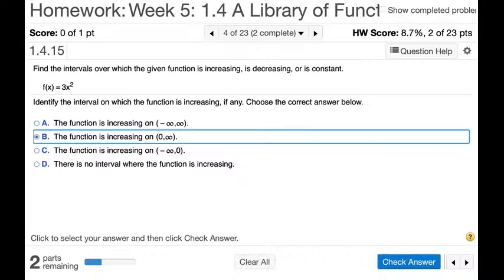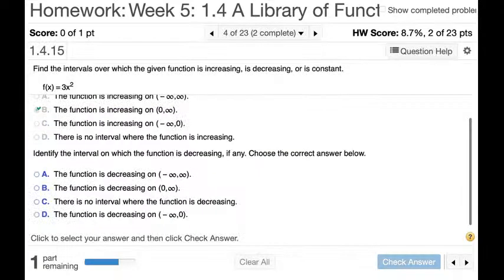And we're just using stuff that we talked about here. Like, this is a basic graph. It's a parabola with the vertex at the origin. We didn't move it left or right, nor did we move it up and down. And all we did was stretch it vertically. So it's essentially the same graph. It's decreasing from negative infinity to 0. I'm going to go with this one.